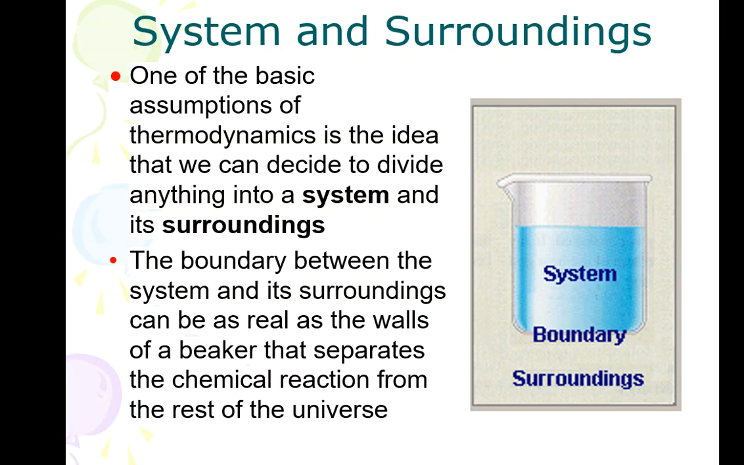Now I want to talk a little bit about how this distinction between the system and the surroundings applies to us in chemistry. As I said in the previous slide, we make a basic assumption about how we can divide something into a system and surroundings. This boundary between the system and the surroundings can be as real as the walls of a beaker that separates a chemical reaction from the rest of the universe. And in fact, for our purposes, that's mostly all we really need to consider: the system is going to be the reaction that's happening inside some sort of glassware. The surroundings is going to be everything else. That means the rest of the universe.